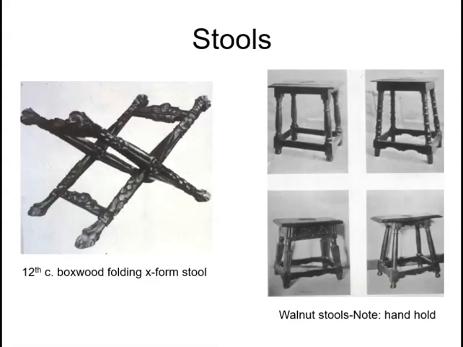The image on the left is showing a 12th century boxwood folding X-form stool. We can see that it has simple carving on both sides, and then we also see that it is finished with an animal paw. On the right, we're seeing more traditional Spanish Renaissance style stools, and that we have the four-legged stools connected with stretchers, but there's very little carving or ornamentation applied to the stools. We can just see that they're usually using that simple turning design to create the overall style for the piece.